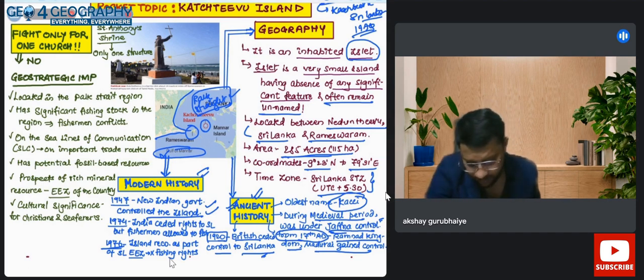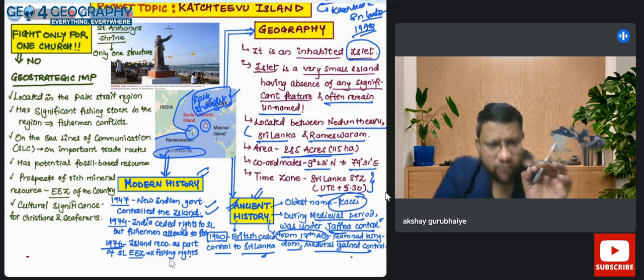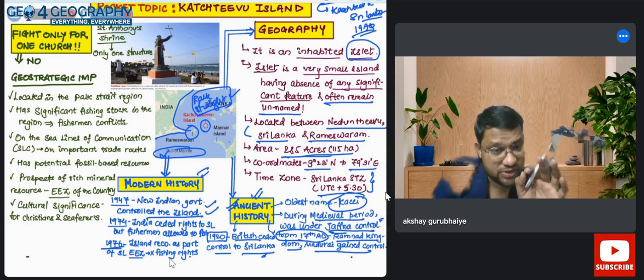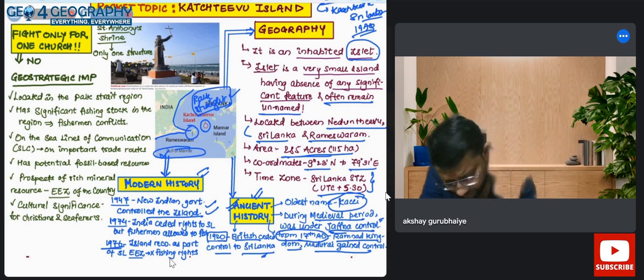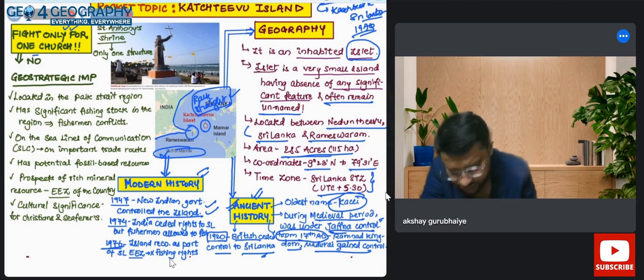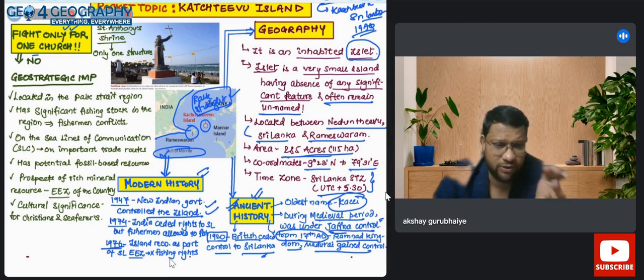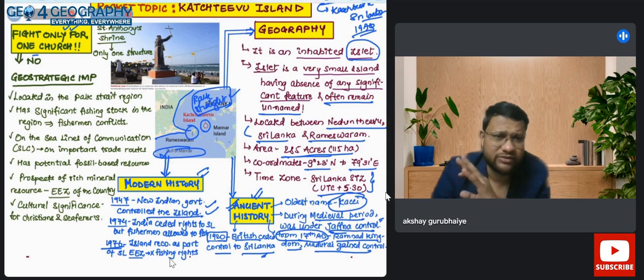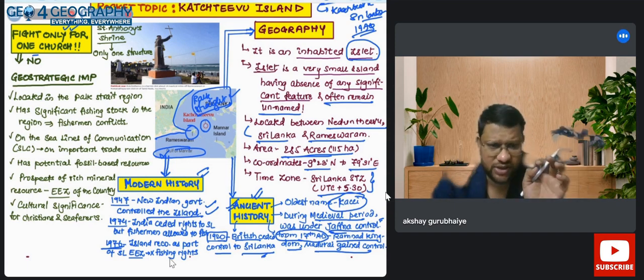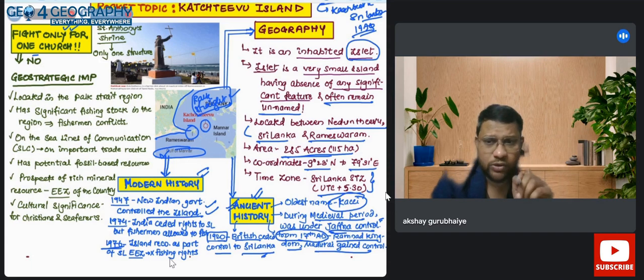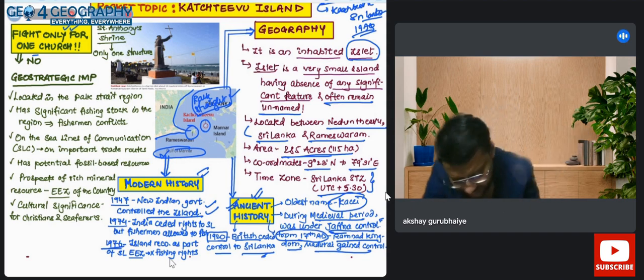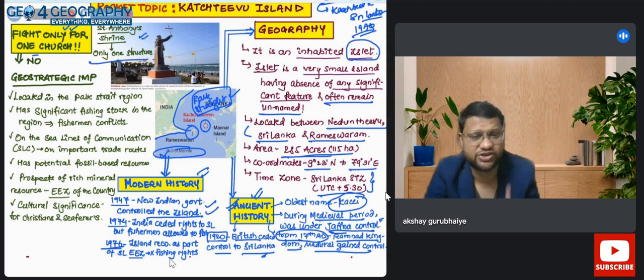Now see, is it really worth fighting over Kachativu? Is it only a fight for one church? Why have I mentioned this one church? Because on this islet, which is hardly 285 acres, there is no significant structure, nor any human habitation. You will find there is only one shrine, one church over here on this land, Saint Anthony's shrine. This Saint Anthony's shrine is the only structure that has been erected.